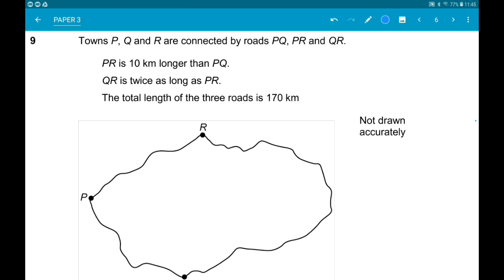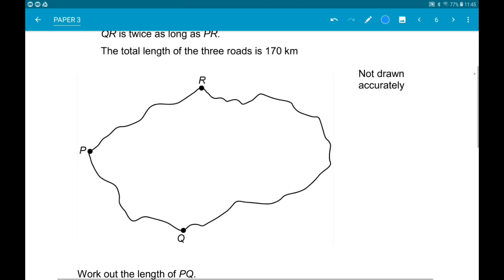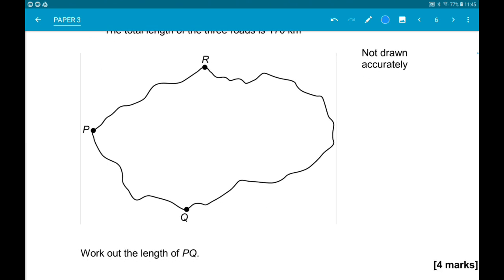Number 9, we have forming and solving equations. Towns P, Q and R are connected by roads PQ, PR and QR. PR is 10 kilometers longer than PQ. QR is twice as long as PR. The total length of the 3 roads is 170 kilometers. Our job is to work out the length of PQ.